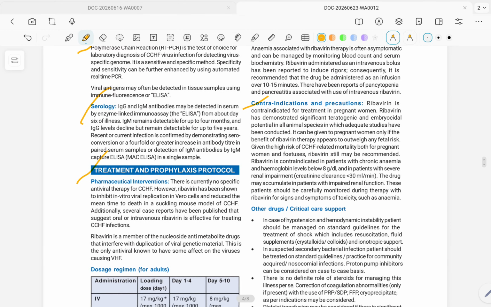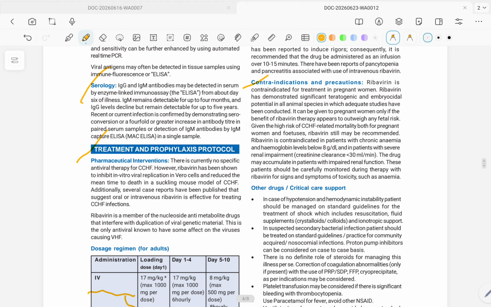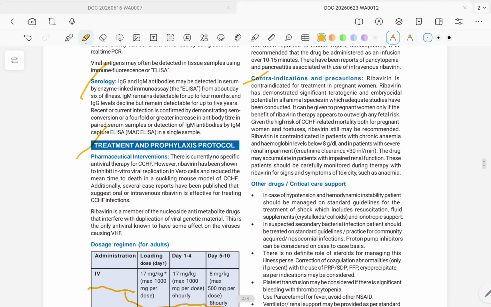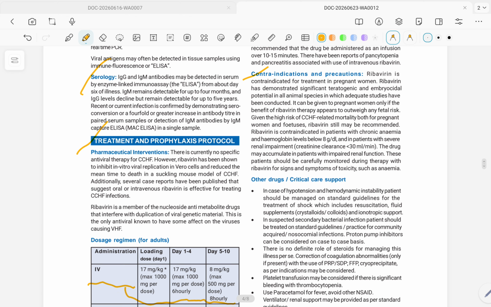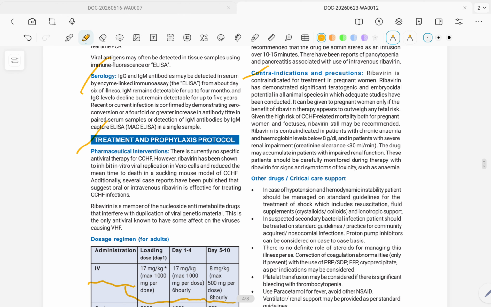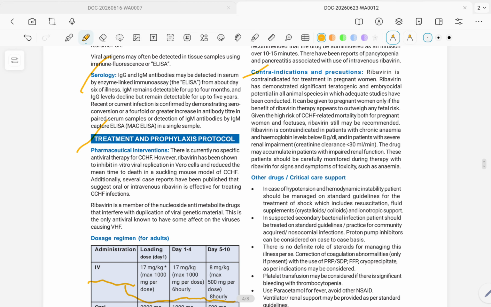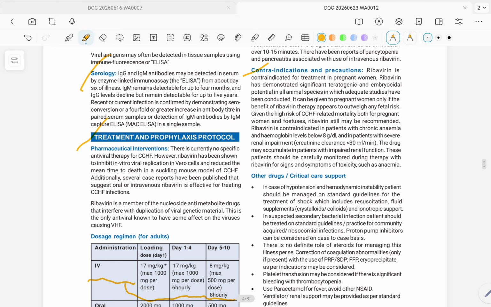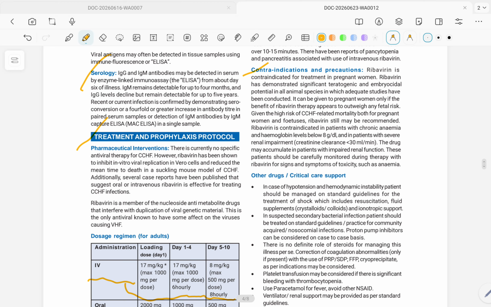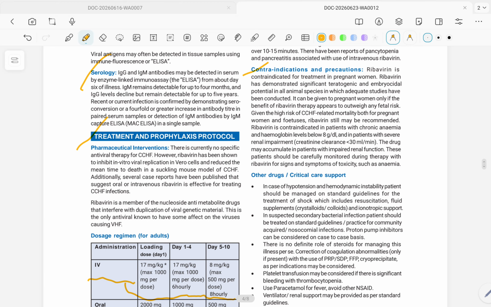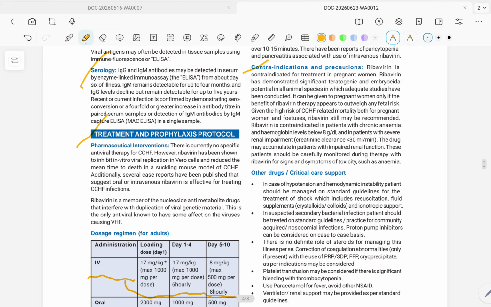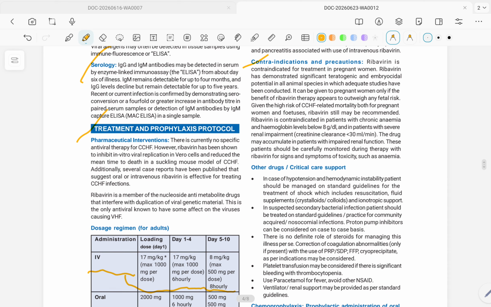Contraindication and precaution. Ribavirin is contraindicated for treatment in pregnant women. Ribavirin has demonstrated significant teratogenic and embryocidal potential in all animal species in which adequate studies have been conducted. It can be given to pregnant women only if the benefit of ribavirin therapy appears to outweigh any fetal risk. Given the high risk of CCHF-related mortality for both pregnant women and fetus, ribavirin still may be recommended.